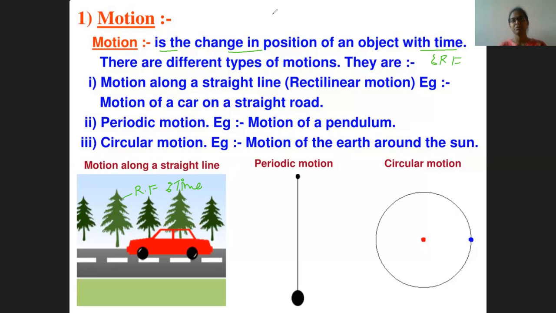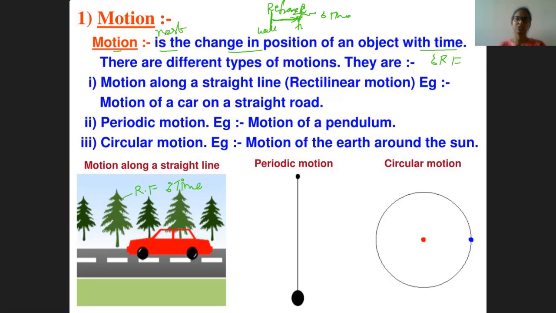Suppose with respect to the walls of the room, you are moving. That means after 2 minutes, where is your position? Your position is here, while the wall's position is still the same after 2 minutes. Then the wall is called a reference frame. With respect to this reference frame and time, your position is changing, then you are said to be in motion. If not, you are said to be at rest.